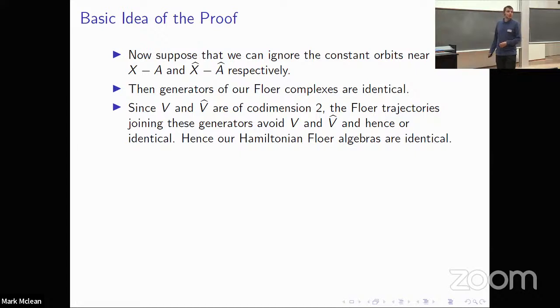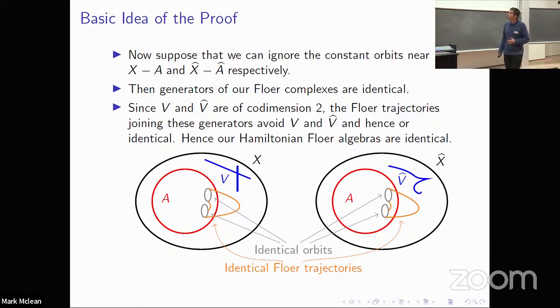Now, there are many technical issues. Oh yeah, so here's the schematic picture. A is the common affine variety. A is this red circle. Inside A, I have identical orbits. So that means the chain complexes are the same. And then I have Floer trajectories that connect these orbits, these Floer cylinders. So these cylinders, these gradient flow lines for Hamiltonian Floer cohomology connecting these orbits, they may go outside A and come back into A and connect these orbits, but generically they avoid the region V and V hat where the birational transform is ill-defined.